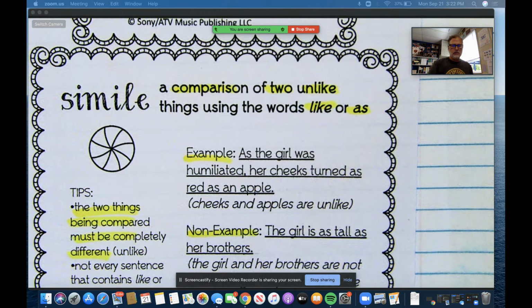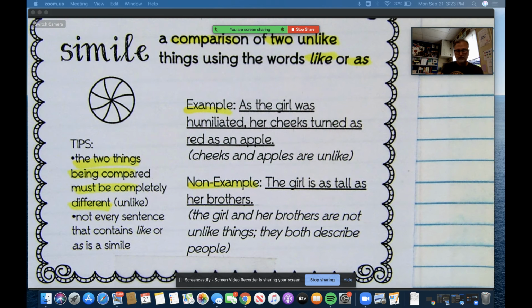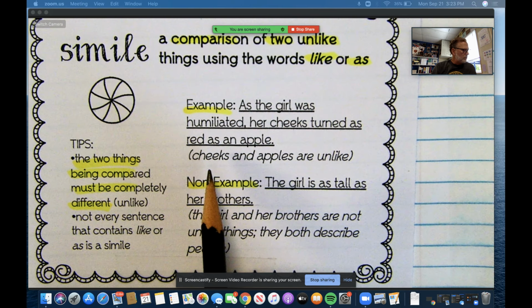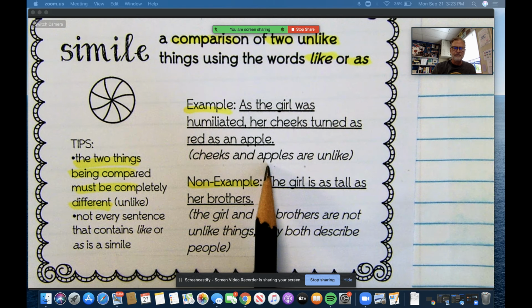Okay? So this is a simile, which is a comparison of two unlike things using the word like or as. So it uses the word like or as, and we'll see these in our story that we did. In fact, I think we talked about one last week already. The example of that is, as the girl was humiliated, her cheeks turned red as an apple. This is a comparison of two unlike things. You see, cheeks and apples are unlike each other.